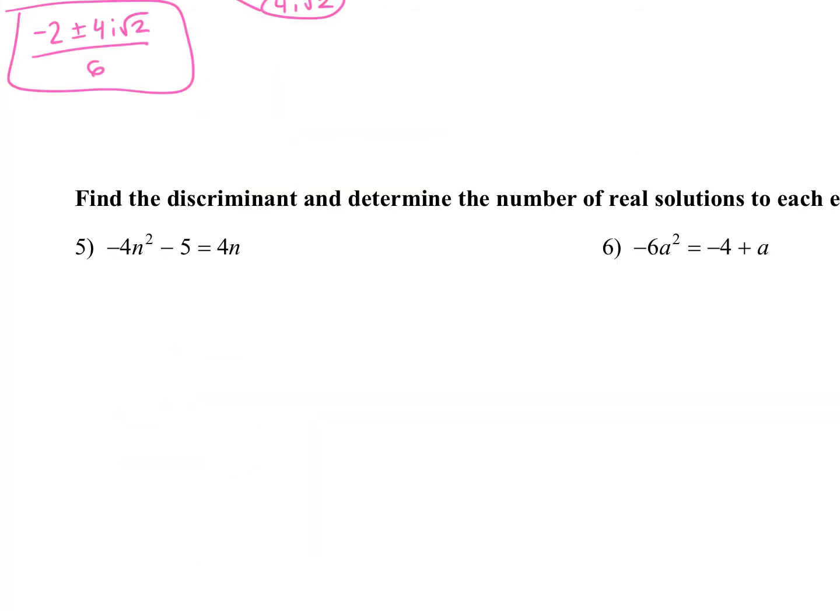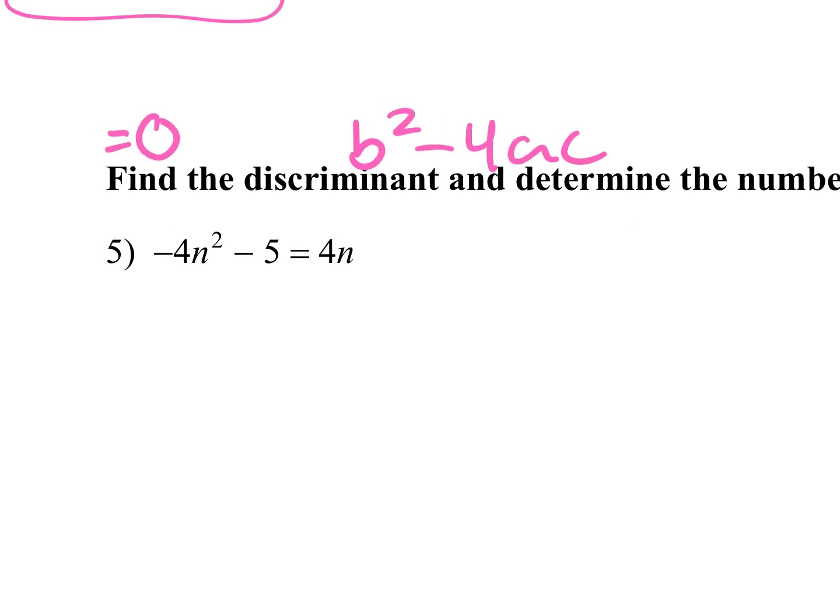Number 5 says find the discriminant and determine the number of real solutions. So how do we find the discriminant? B squared minus 4ac. So again, we have to find our a, b, and c. But just like before, we need it to be equal to 0 before we do that. So for number 5, what do I have to do first? Minus 4n. And then how would I rewrite this? What goes first? Minus 4n squared minus 4n minus 5. Perfect. So it has to be in order. Remember, it has to be the n squared, then the n, then the number.